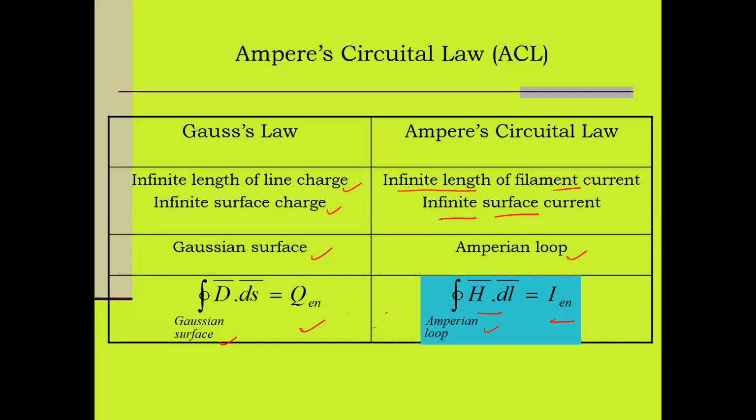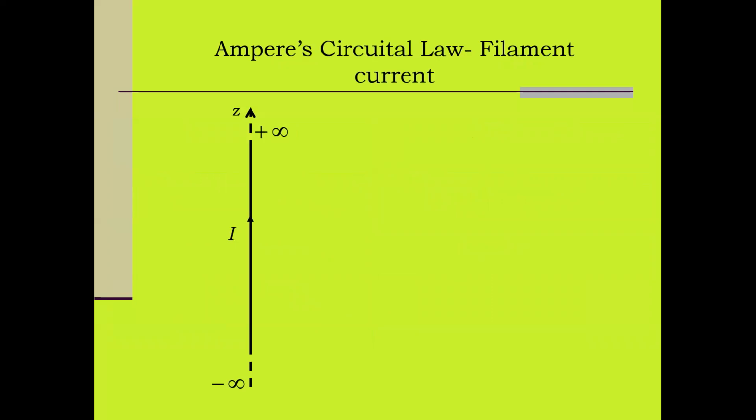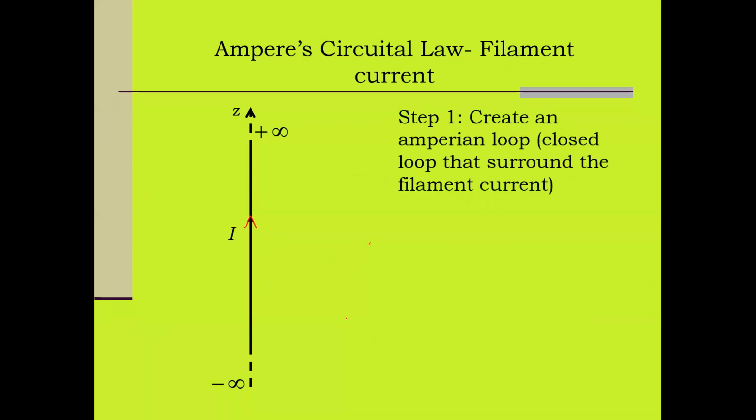Right. So let's have a look at the application of ACL in calculating the H field intensity due to a filament current structure. Looking at this slide, we have a case of an infinite length of filament current. We have a current I directed towards positive Z, and the length is infinite. Okay, and let's say you want to find the H field produced by this particular line current at a given location or any location.